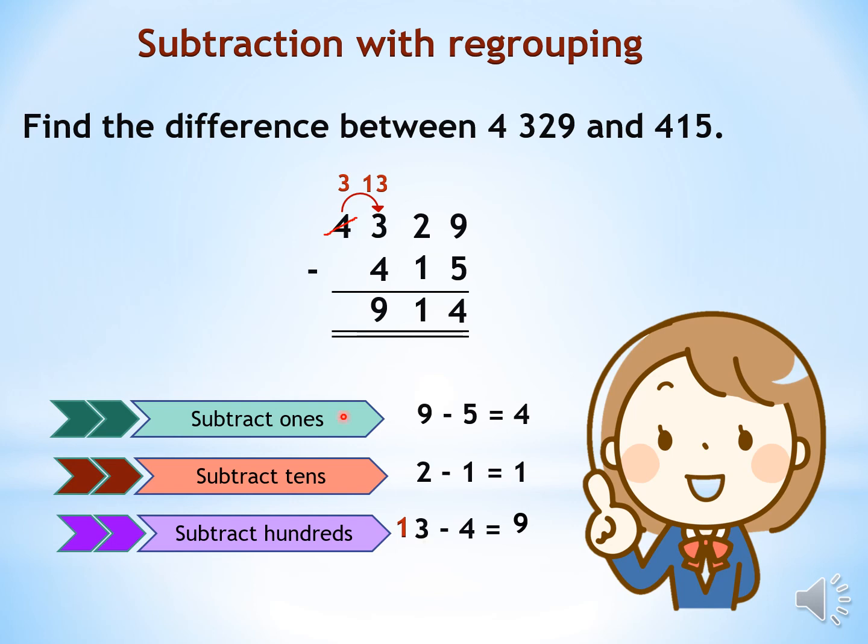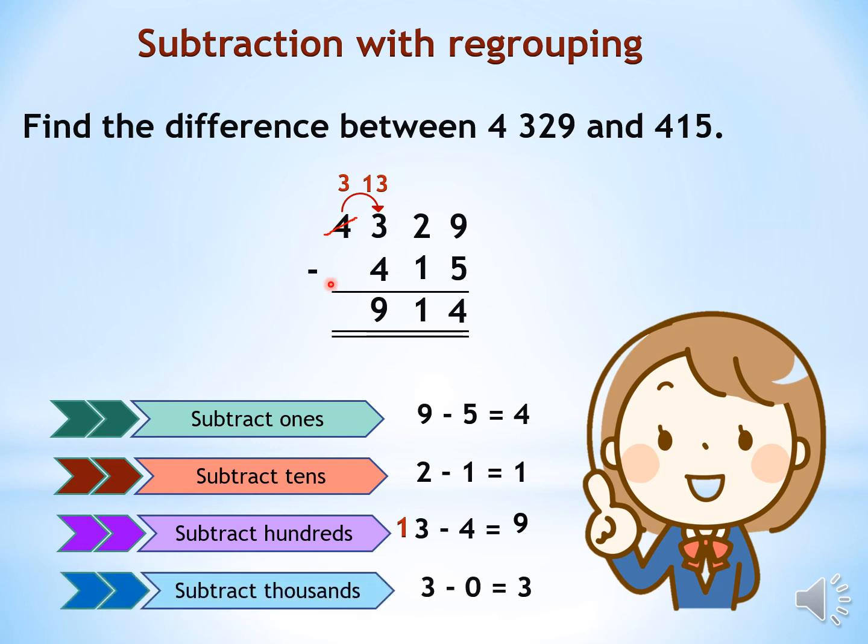Next, subtraction of thousands. Only 3 remains here. So 3 subtract 0 is 3. The difference between 4329 and 415 is 3914.